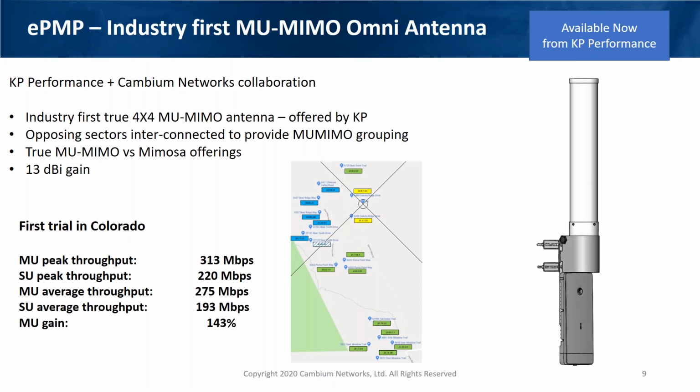The field results of this look really promising. KP Performance has inventory of this now, limited. They'll have more capacity and more product available on their shelf in March. But again, this is a very nice alternative if you're looking to put lots of capacity into an area where I need 360-degree coverage and I want that extra MU-MIMO capacity that brings.